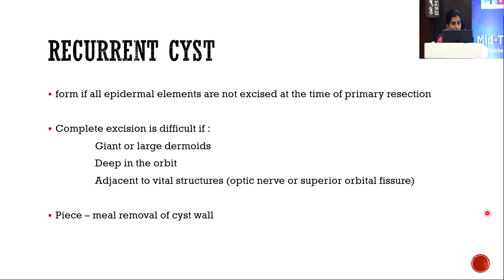Coming to recurrent cysts, they form if any of the epidermal elements are not excised at the time of primary resection. In some cases, complete excision is very difficult, in case of giant or large dermoids, or dermoids which are deep in the orbit or adjacent to vital structures like the optic nerve and superior orbital fissure. In such cases, if there is any rupture, piecemeal removal of the cyst wall must be done to prevent recurrence.